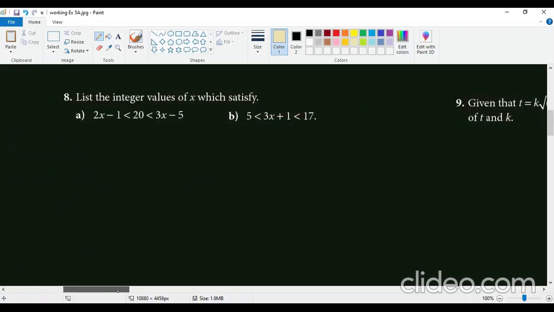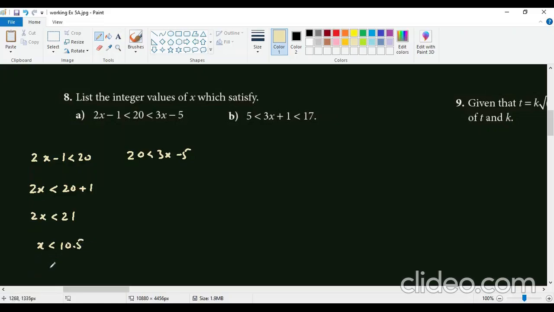Now comes question number 8. In here, it says to list the integer values of x which satisfy the given inequality. For example, for the first one, I am going to write this way: negative 20, and the second phase is 20 less than 3x minus 5. Now this gives us 2x less than 20 plus 1. That means 2x less than 21, and x is less than 10.5. So the value has to be less than 10.5, which means the first value is 10.